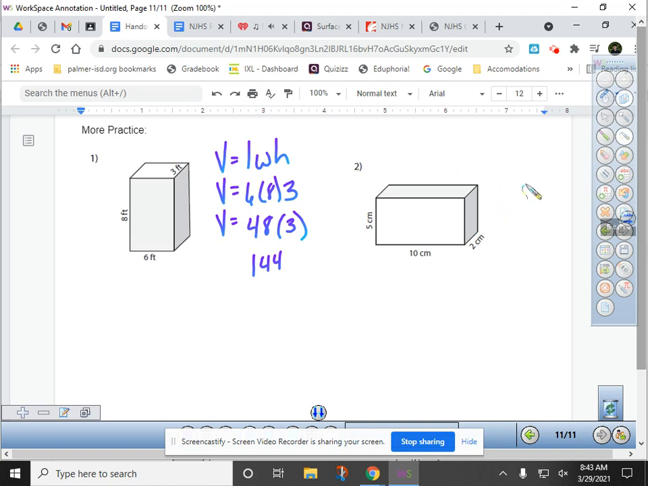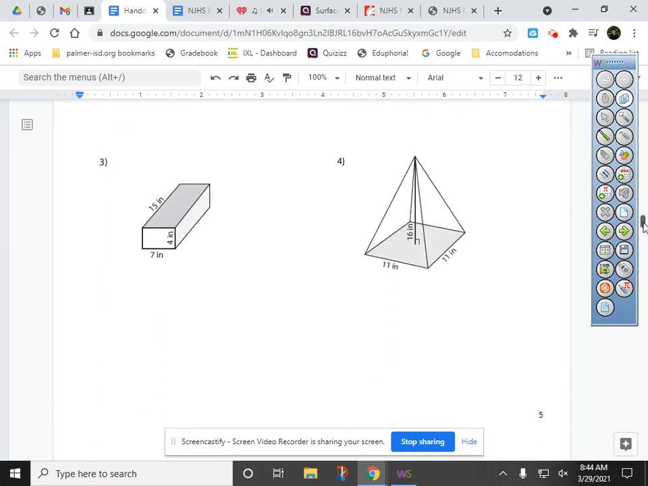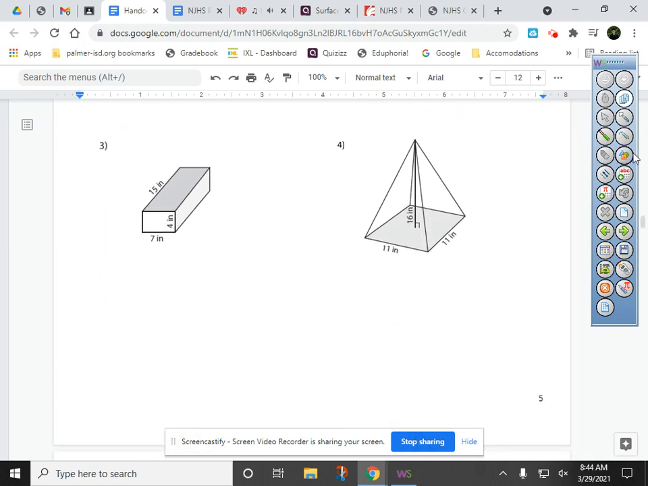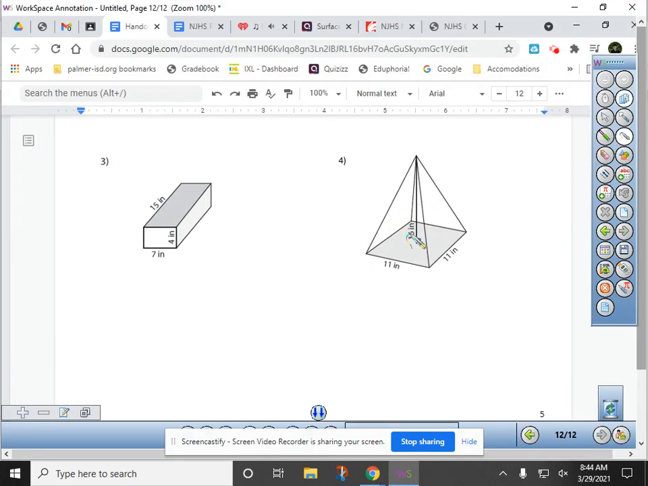What did y'all get for number 2? 100. Good. So now we're going to move on to something that's not quite that. Let's look at number 4. I would like to change this to a 15.